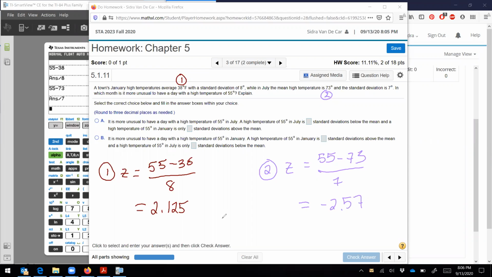In terms of deviation away from 0, 2.1 would be less than 2.5. So this is a more unusual score. I don't care about the fact that it's positive or negative, this is further away from 0. The mean score would be 0. So we would say it is more unusual to have a day with a high temperature of 55 in July. A high temperature of 55 in July is 2.57.